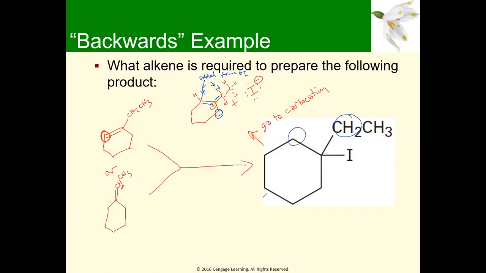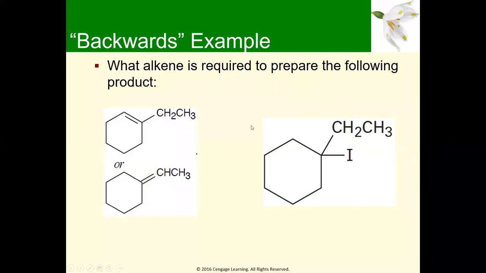So it requires a little bit more brain power, I think, to work backwards. But that does demonstrate that you understand Markovnikov's rule. So either one of those original alkenes, when reacting with HI, would produce this product right here.